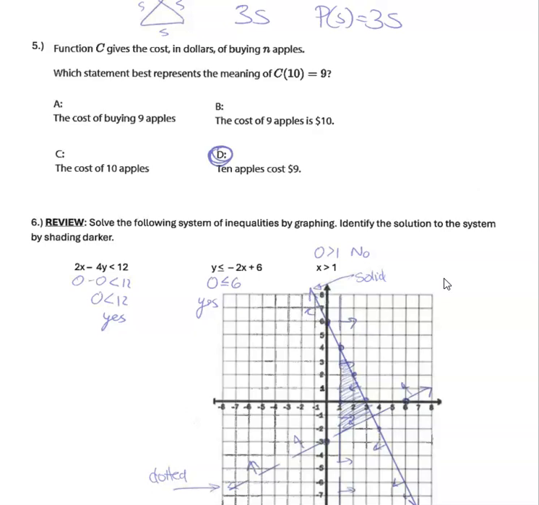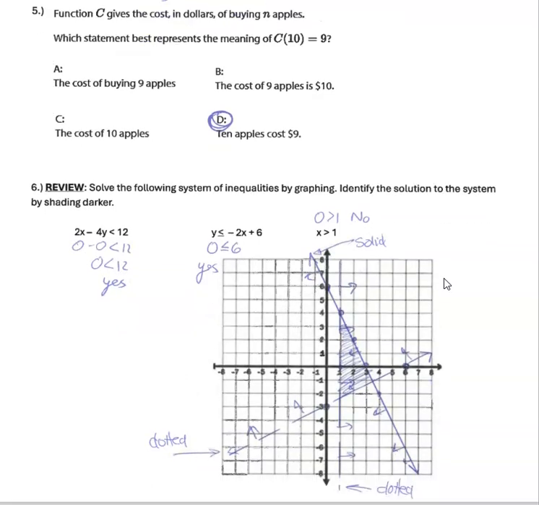The next one says the function c gives the cost in dollars of buying n apples, and it wants to know what does c of 10 equals 9 mean? Is that the cost of buying 9 apples, or does it give more information than that? Or is that wrong completely? Is it the cost of 9 apples is 10? Well, we already know the input is 10, so it's talking about 10 apples. So it might be C or D. The reason it's not C is because C is not telling you all the information. That doesn't just say there's 10 apples. It also tells you what the output is, the cost, which is $9. So 10 apples equals $9.